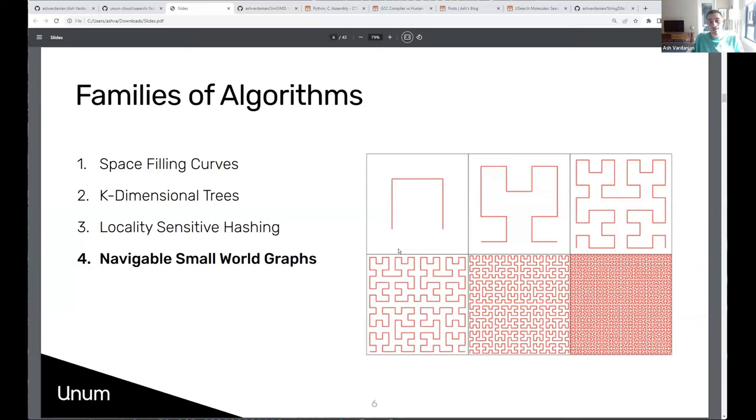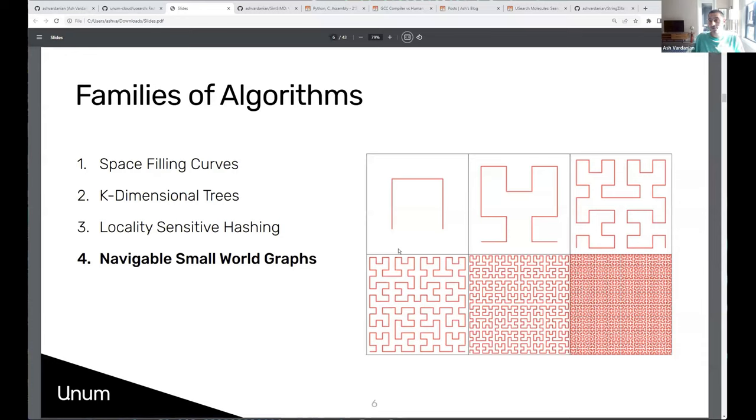The k-dimensional trees were popular for machine learning about 10 years ago. They were also popular for lower dimensional spaces about 30 years ago in the first game engines. They were popularized as octrees and quadtrees. And then the third category is locality sensitive hashing, which is honestly, in many ways, closer to a dimensionality reduction technique than an indexing approach.